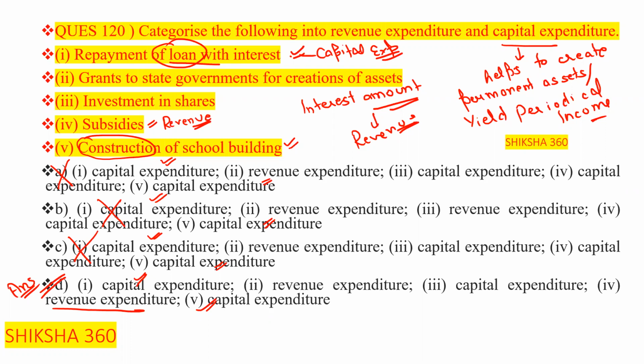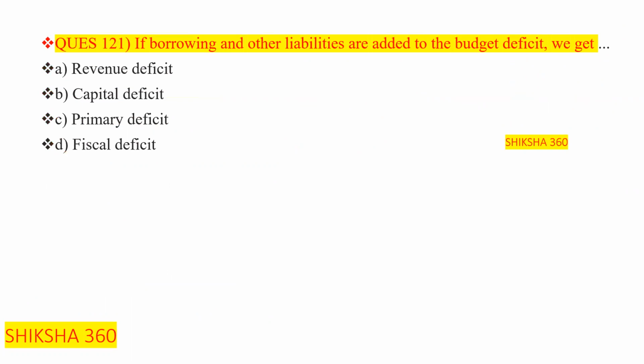Now move to the next question, question number 121. Question 121 says: if the borrowings and other liabilities are added to the budget deficit, we will get revenue deficit, capital deficit, primary deficit, or fiscal deficit.